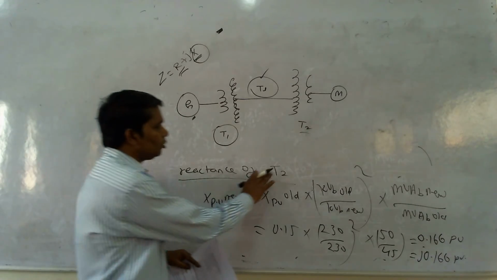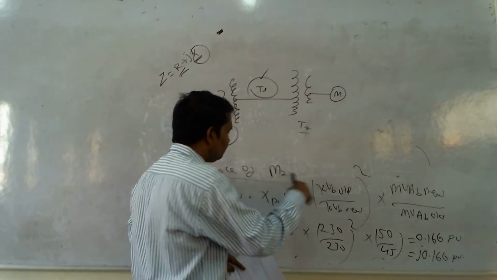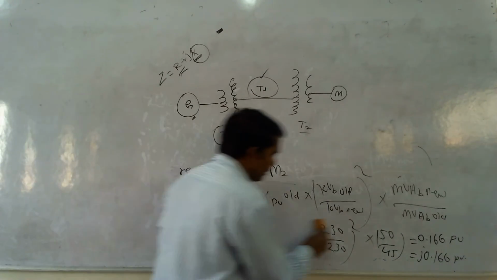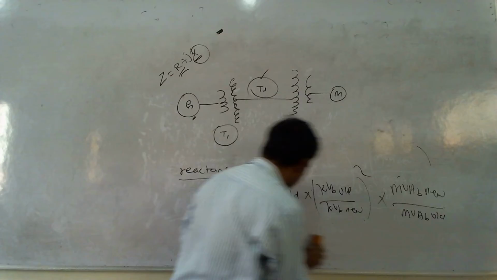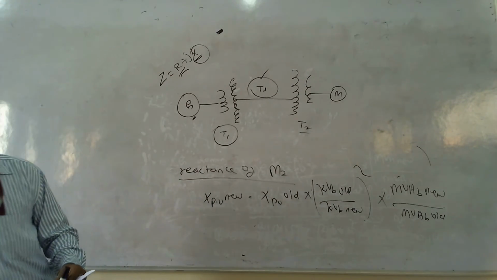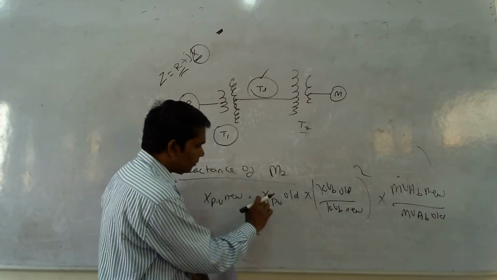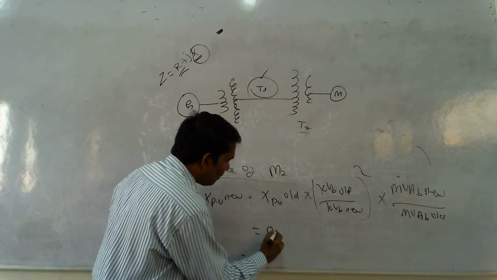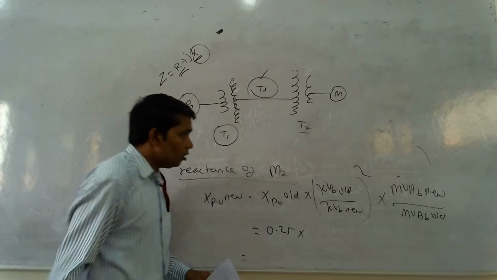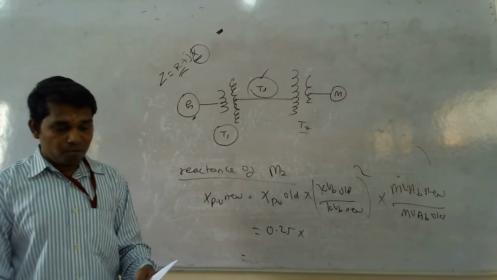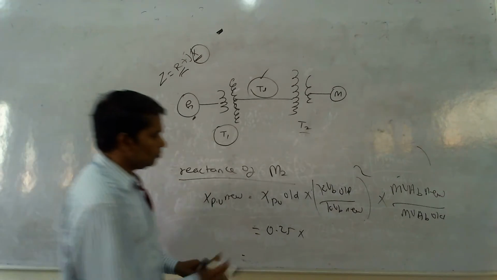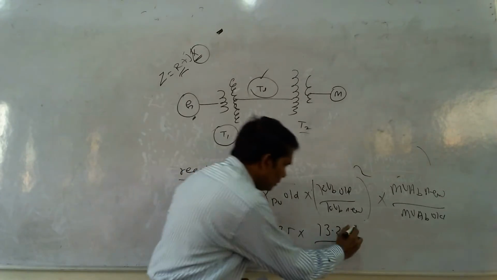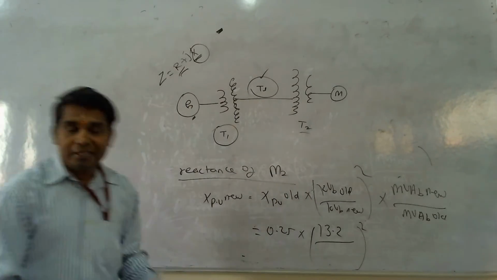So in this case, for motor 2, the formula is the same, but we need to know which values are known. The volt value is given as 0.25, right? The kilovolt base volt value is given, 13.2, but the new value is not known because this section is changed.